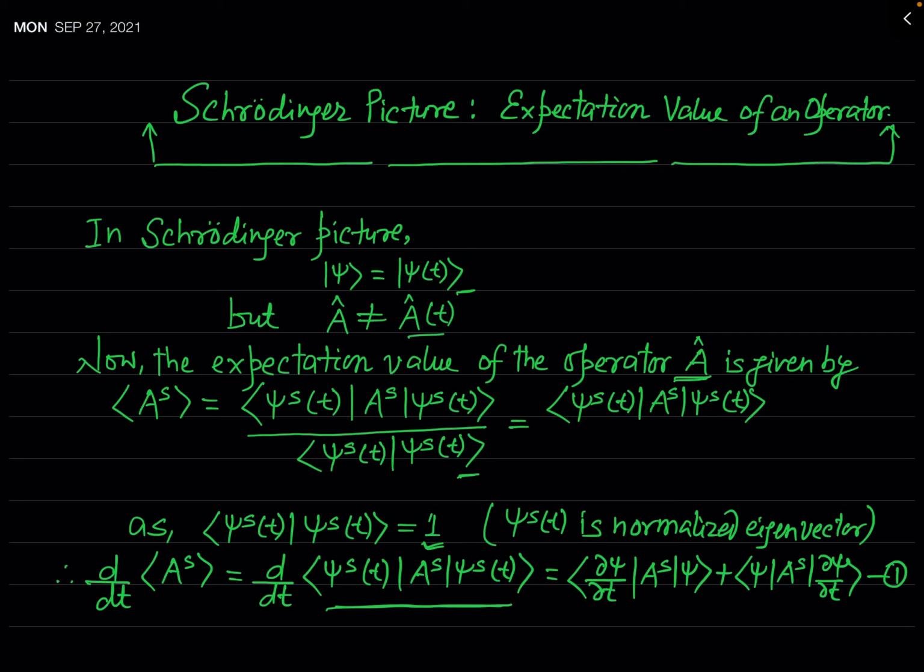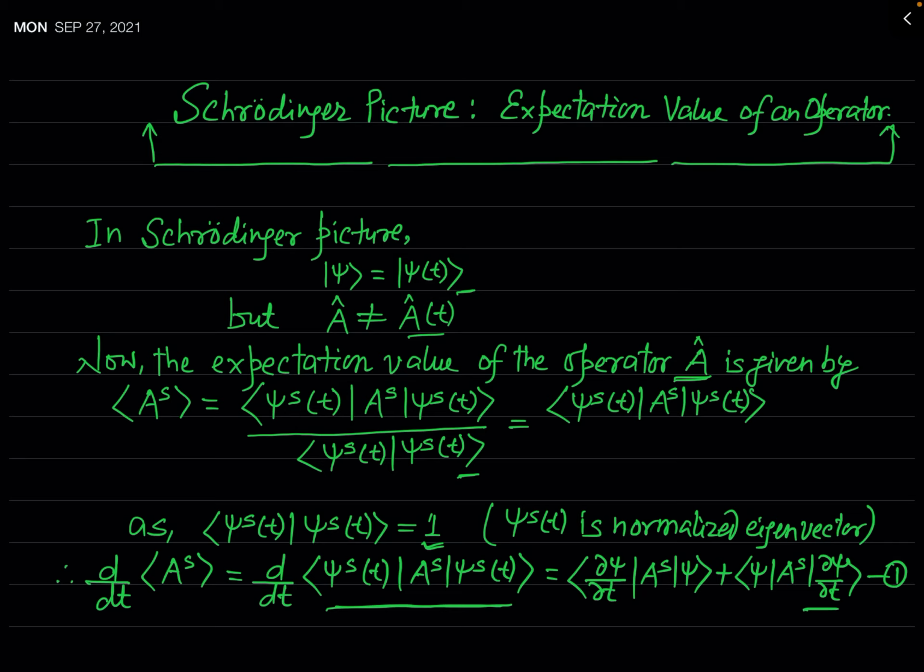So you can write this is just a product of two functions. First of all, we operate this operator on the bra psi. So this is bra del psi del t, a hat, and ket psi. Now we will keep the bra psi as it is and operate the operator on ket psi. In this way you get this equation 1, as you can see here.